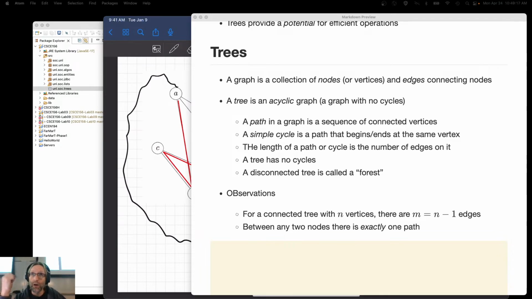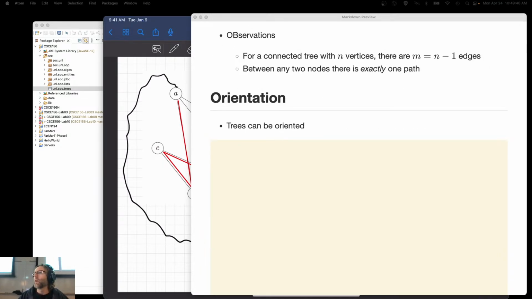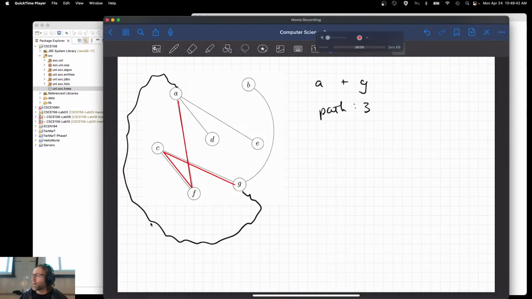Because again, remember we're talking about non-disconnected trees. We're not talking about forests. There's always going to be a path from any vertex to any other vertex, right? Excellent, okay. Now we need a little bit of orientation here. Trees can be oriented, right? And to do that, let's go ahead and erase all this stuff.